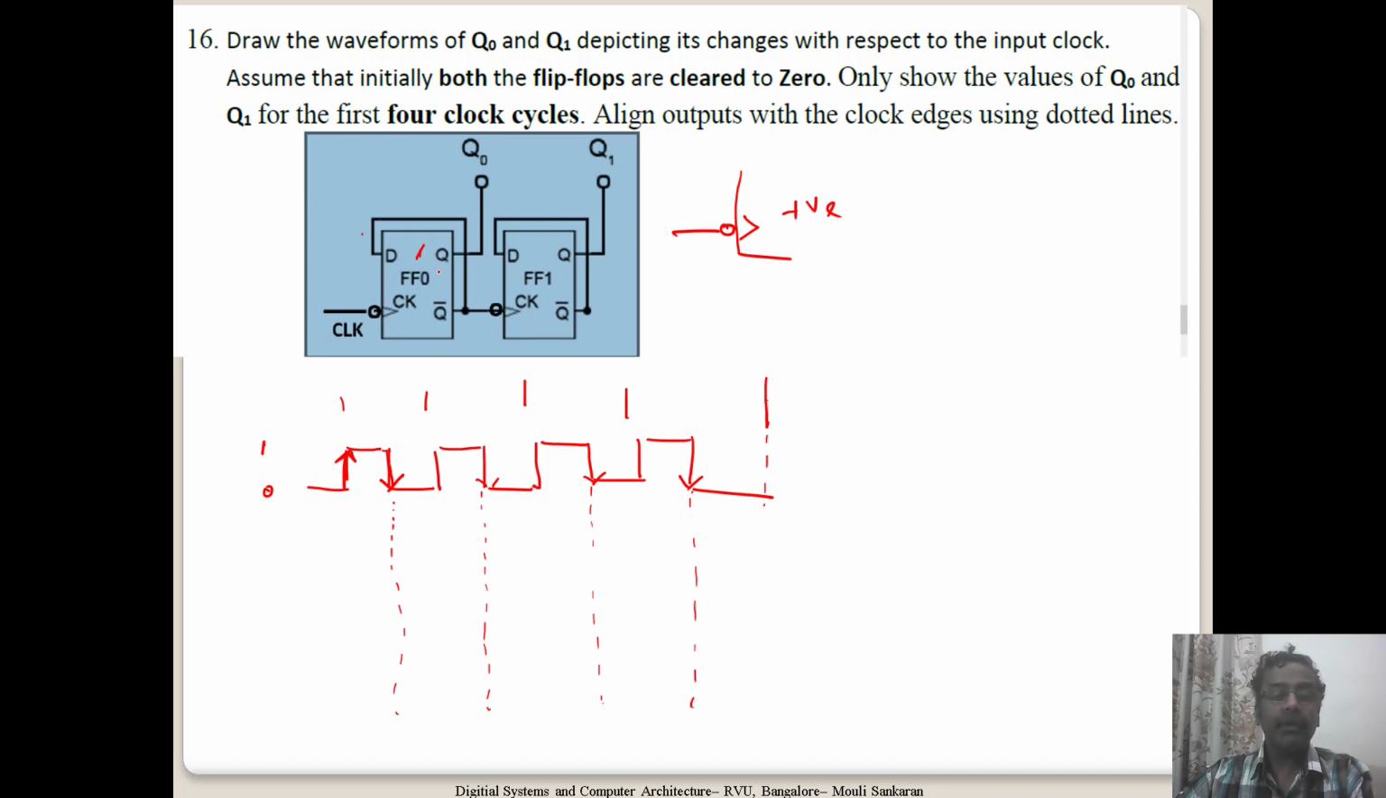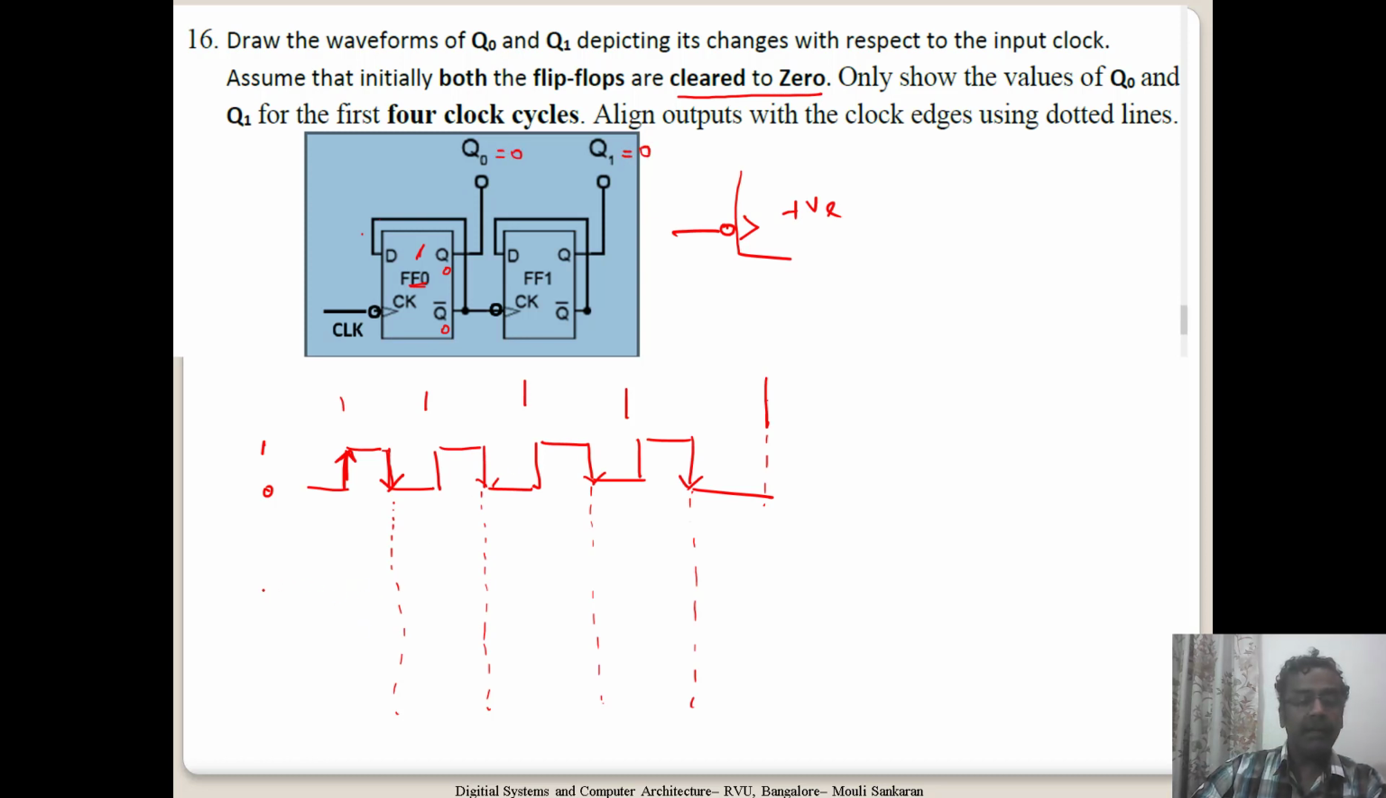Now let me call this Q naught and Q naught bar. Because the flip flop is 0, f of 0. This is f of 1. Q naught is taken from Q. Now what is the initial value? They are cleared to 0. That means Q naught is equal to 0 initially. Q1 is also initially 0.